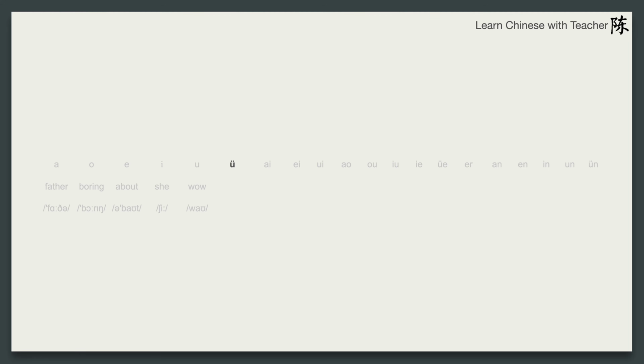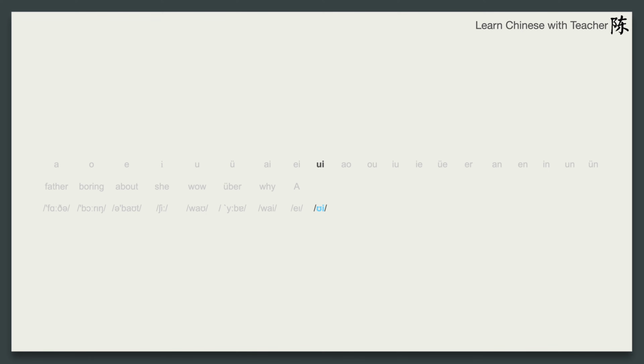We don't have the same letter in English, but we have it in German, and the Chinese pronunciation is the same as the German pronunciation, like in the German word über, which means about. The final ai is pronounced I in Chinese. It's like you hear the letter Y in Y. The final EI is pronounced A. It sounds like how you pronounce the English letter A.